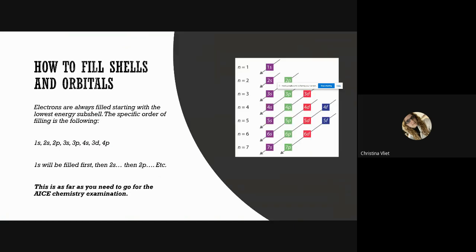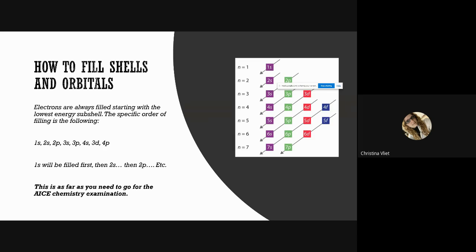So there are 3 different methods you can use, and you're going to pick your favorite one. It technically doesn't matter which one you use to fill sublevels and orbitals to get something called an electron configuration, which is how the electrons fill into sublevels and orbitals. First thing to remember is that electrons always fill in the lowest energy sublevel. The specific order of filling is the following.